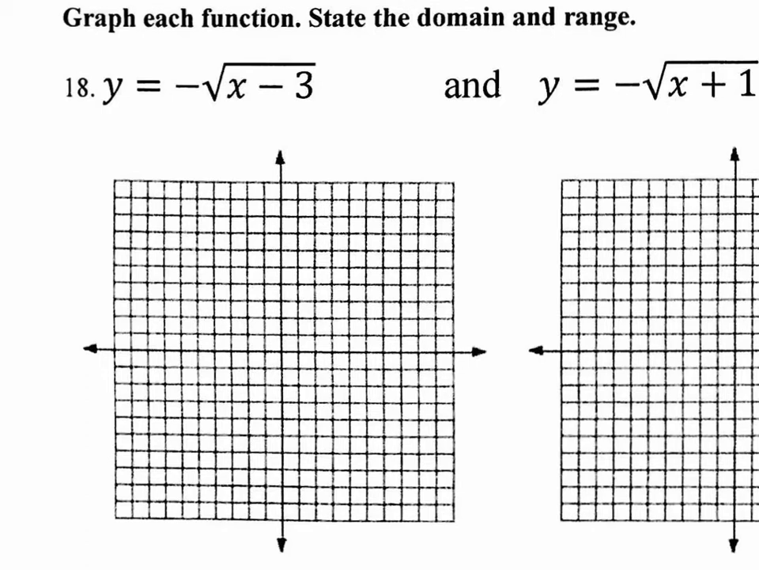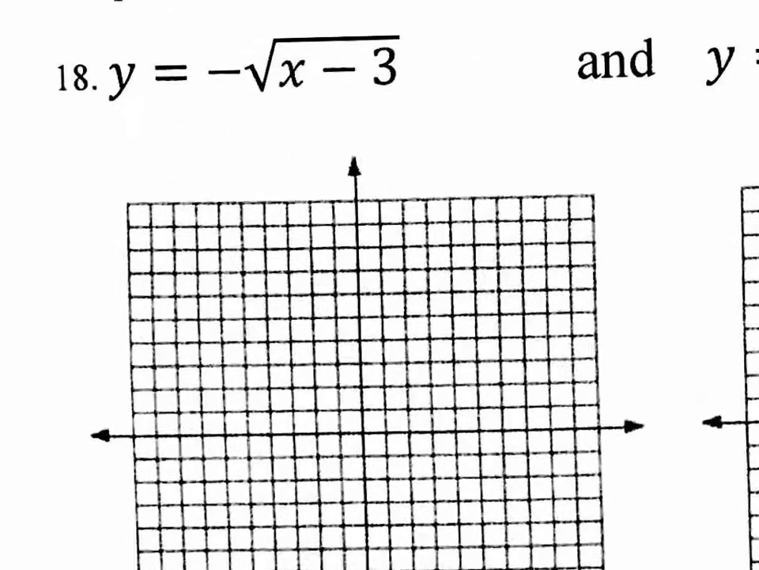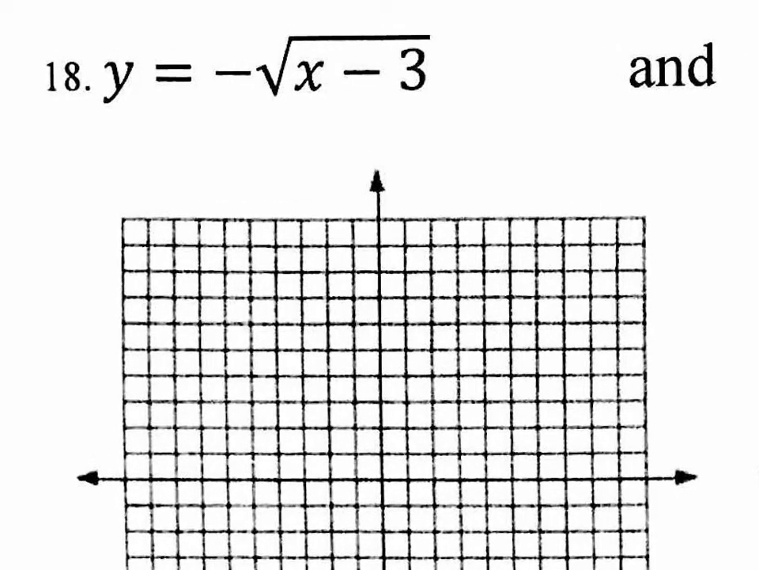So number 18, let's graph and state the domain and range of each graph. The best way to do this would be to identify h and k and then ignore h and k. So what's your h value? Positive 3. Your k value? 0. So positive 3 means you're going to move your coordinates 3 units to the right. 0 means you're not moving up, you're not moving down.